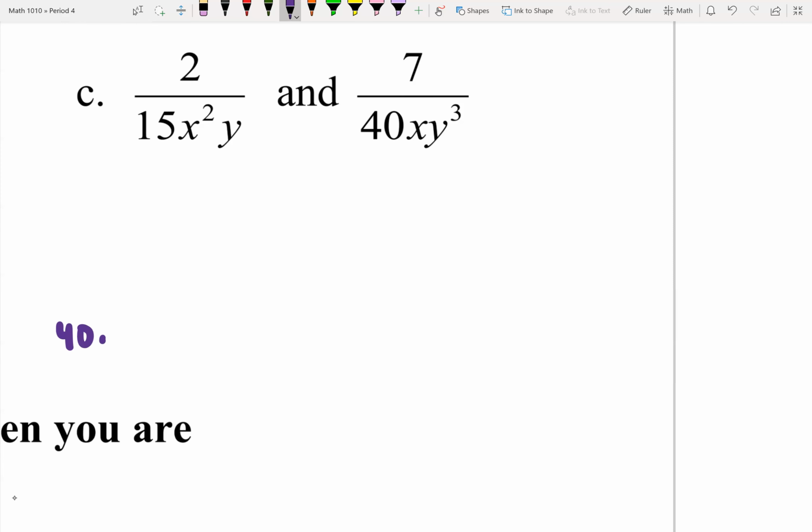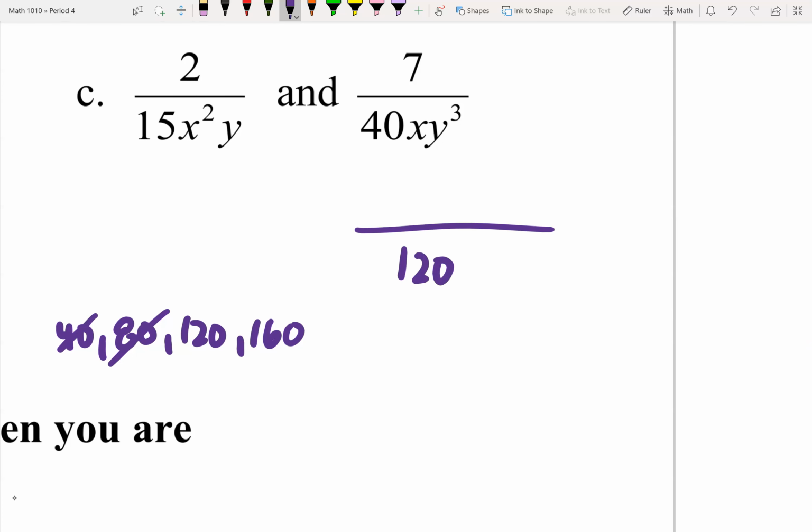So everybody go 40, 80, 120, 160. If we need more later, we can add more. Does 15 go into 40? No. Does 15 go into 80? No. Does 15 go into 120? Yes. So it's going to be 120.